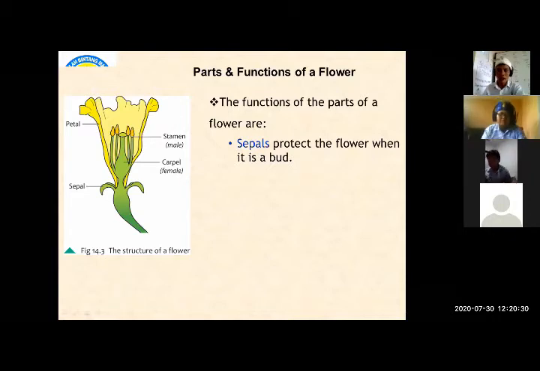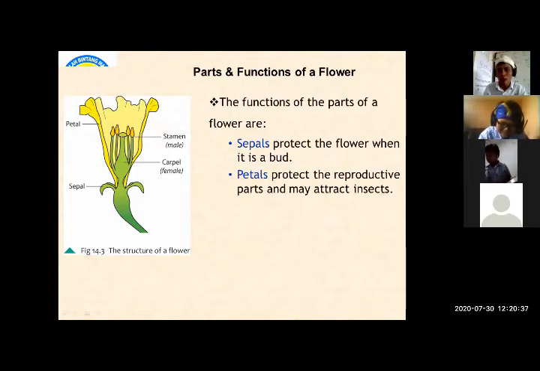Next. And then petals. What are petals? Look at the picture. And what is that for? To protect the reproductive part and to attract insects. Dan itu gunanya untuk menarik perhatian serangga. Because flowers will need insects for reproduction. You will know that later. That's petals.